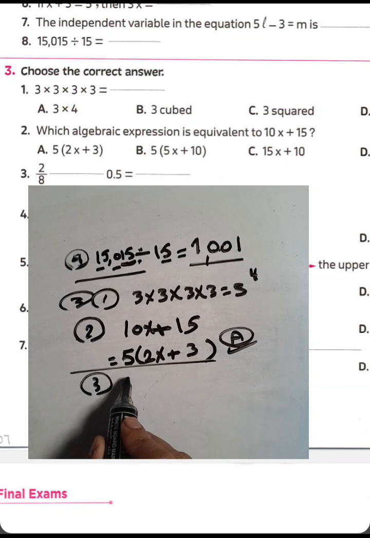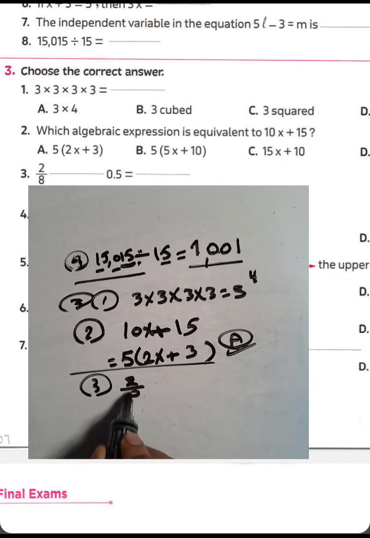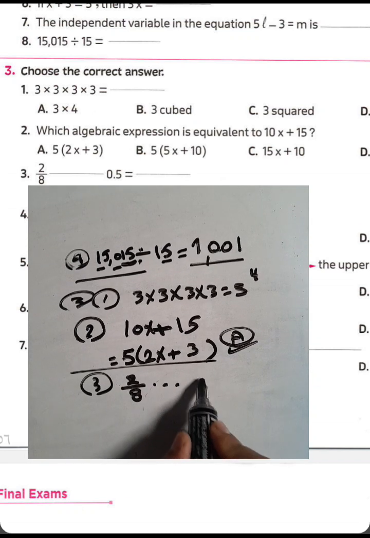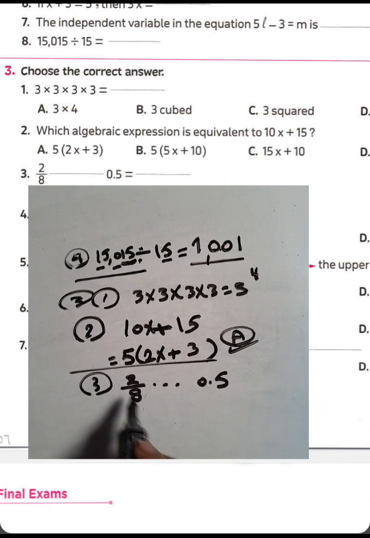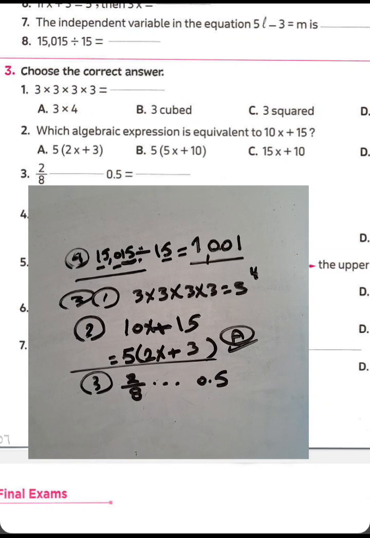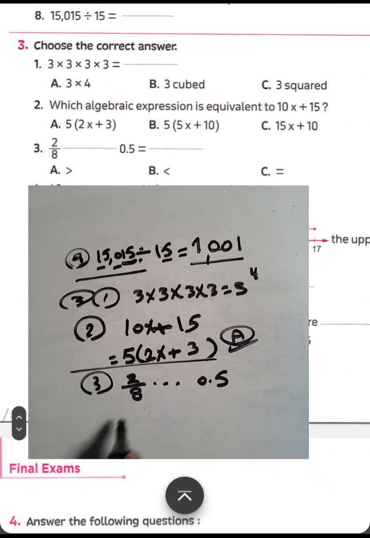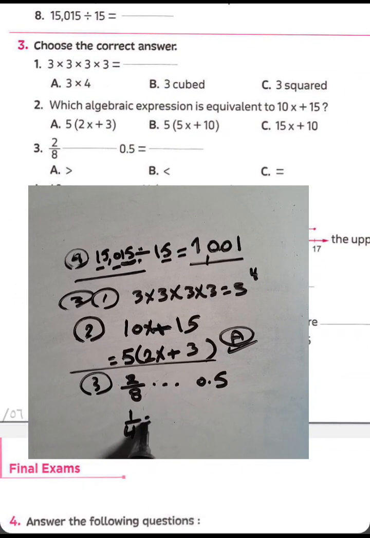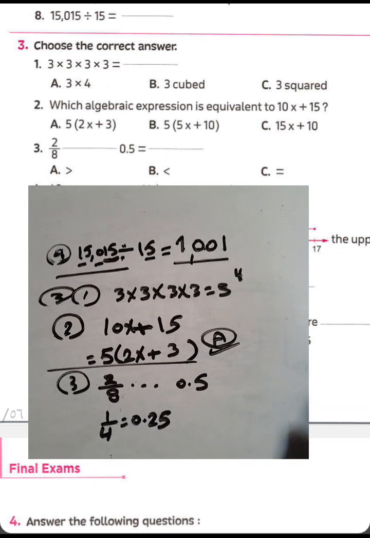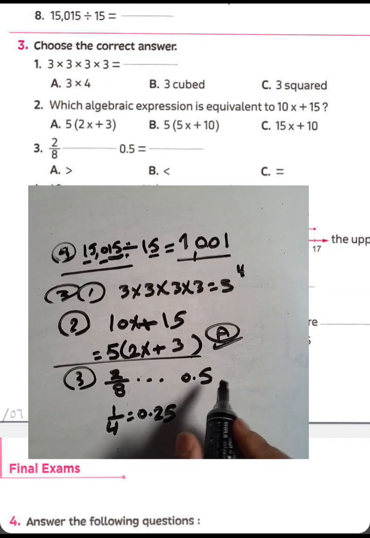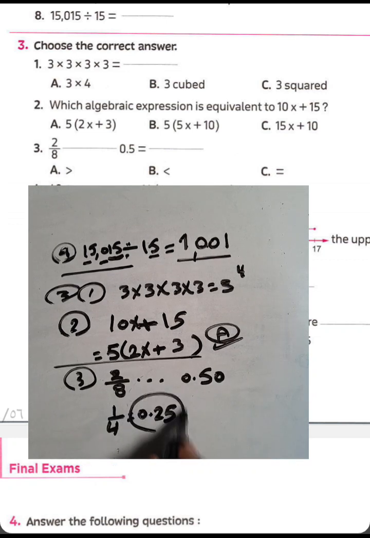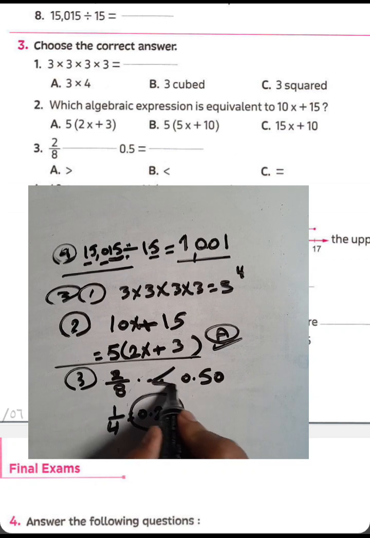Question number 3, 2 over 8 or 0.5, which is greater? We know 2 over 8, we can simplify it by dividing the numerator and denominator by 2. 2 over 8 will be 1 over 4. It's a fourth. A fourth equals 0.25. It will be 25 hundredths, and we have 0.5. We must put 0 here. It will be 50 hundredths. 50 hundredths is greater than this number.